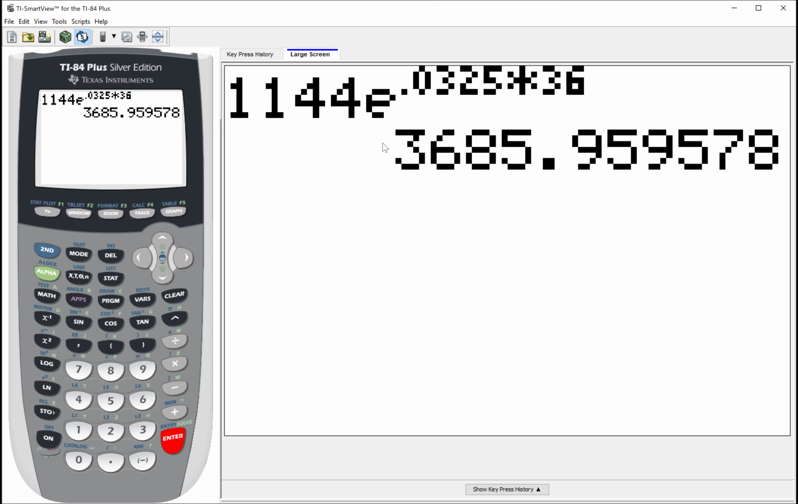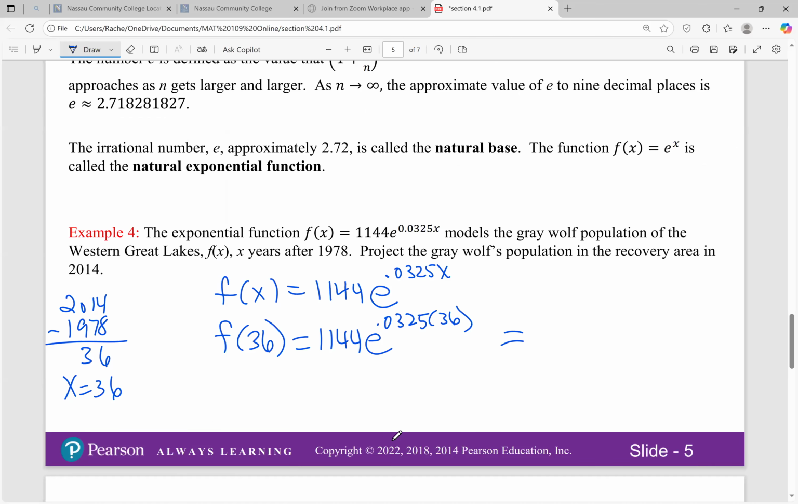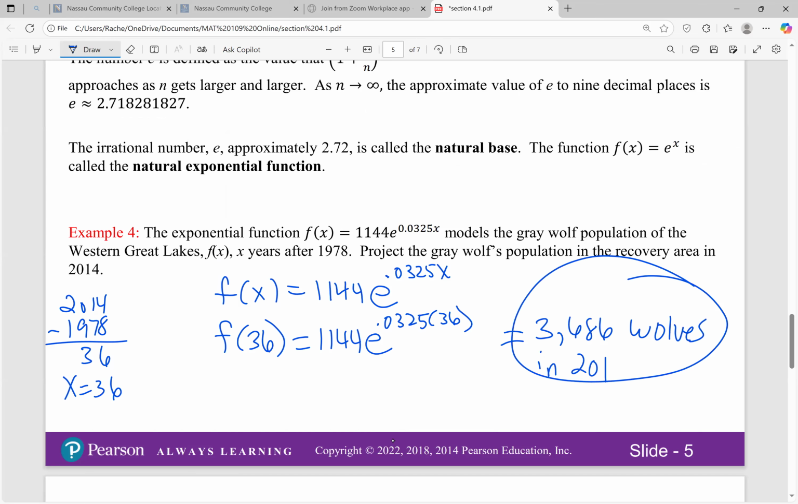So that's about 3,686 wolves, right? Because that represents the population in the year 2014. So it's about 3,686 wolves in the population in 2014. So that's what we just estimated. So that's how we use the natural base e.